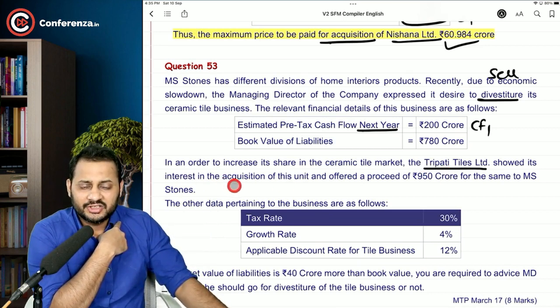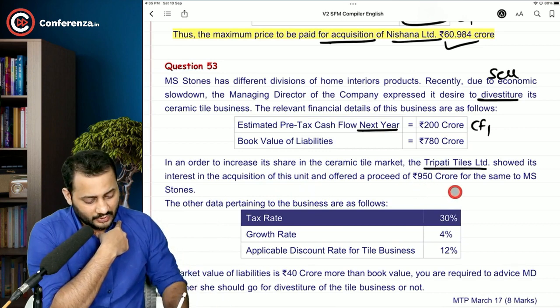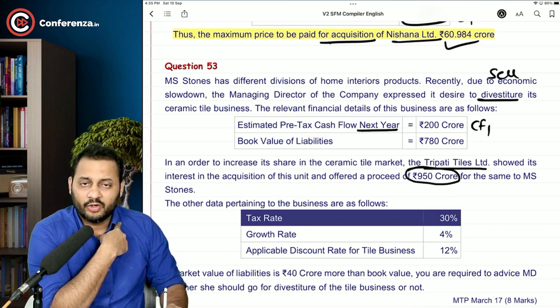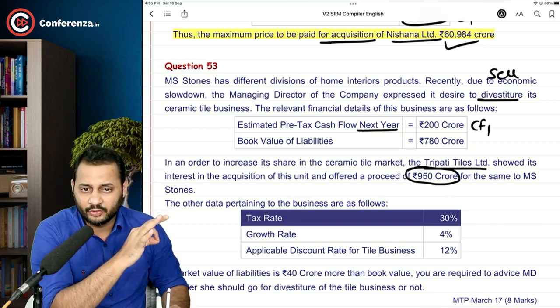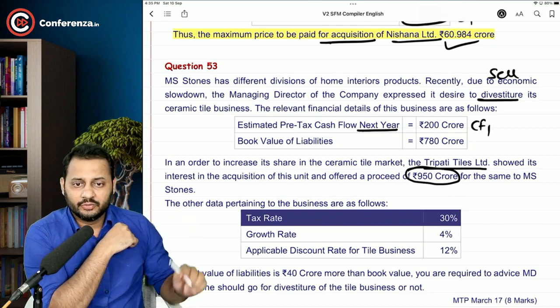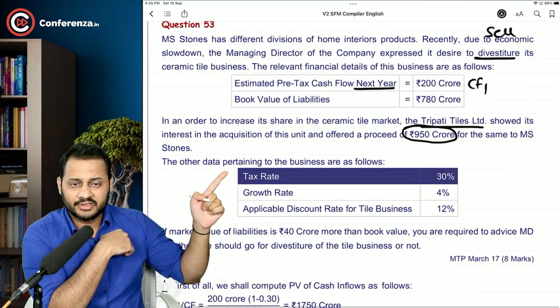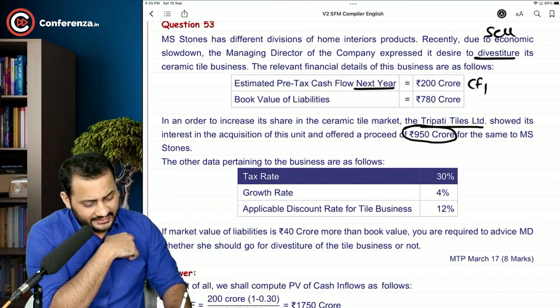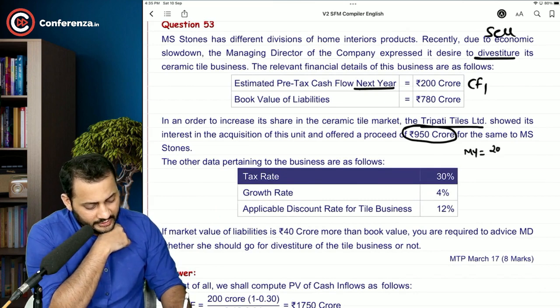Tripati Tiles showed its interest in the acquisition of this unit and offered a price of 950 crore for the same. So now Tripati Tiles Limited wants to buy this business at 950 crore. The other data pertaining to the business is tax rate 30%, growth rate, applicable discount rate. Very easy, sir. Market value is equal to 200 crore.